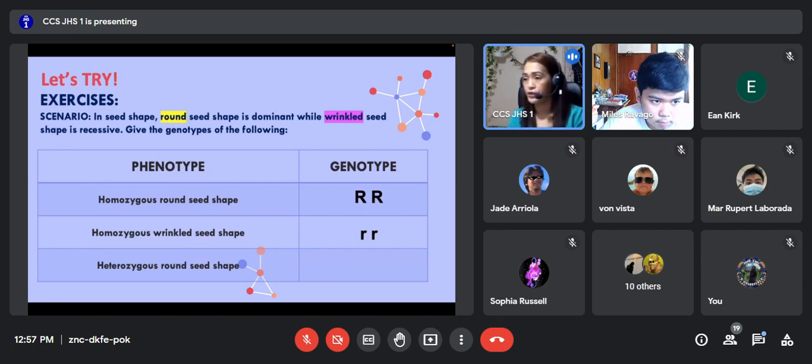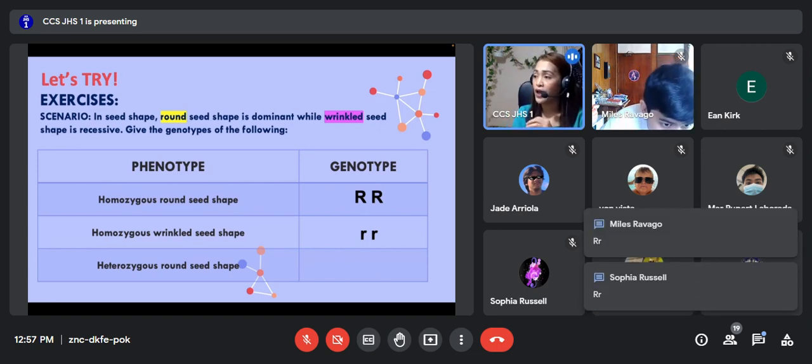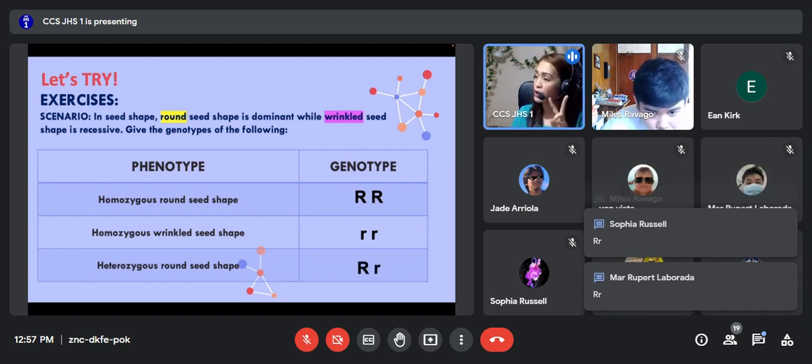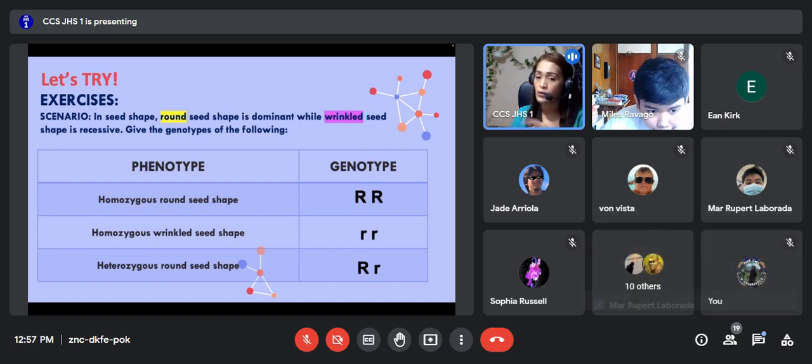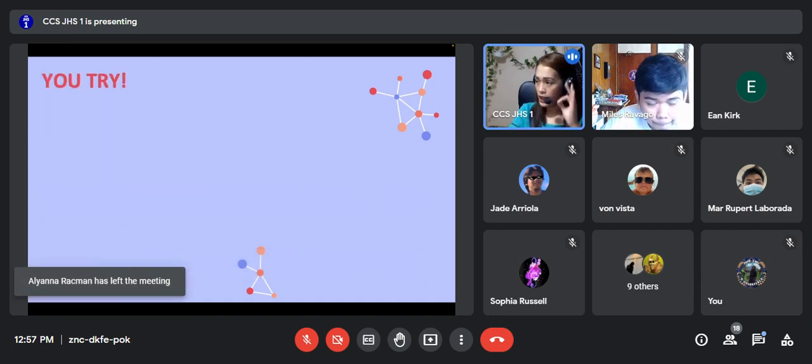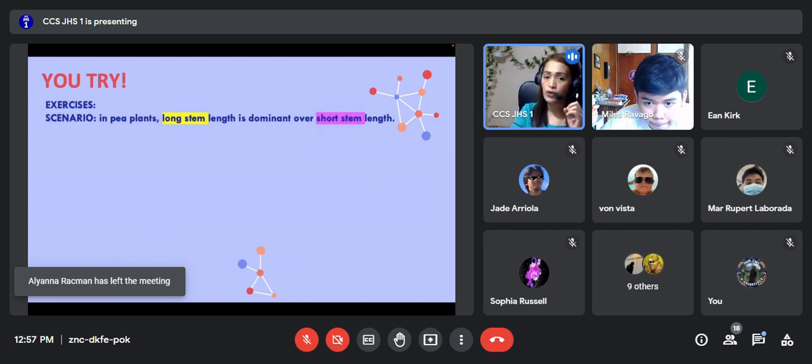Now, what about the third question? You have here a heterozygous. Very good, Miles, Sophia, and Rupert. So hetero means you have two different cases or capitalization. One is capital and the other one is a small letter. All right.